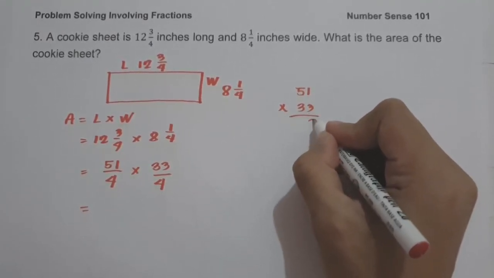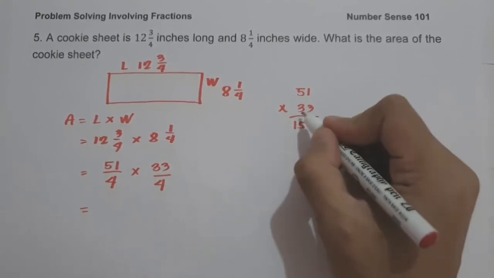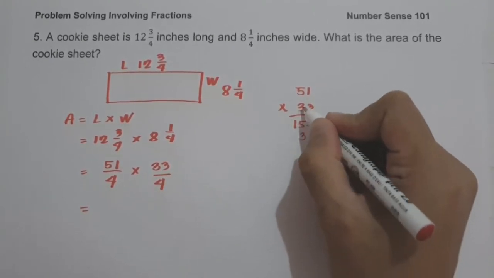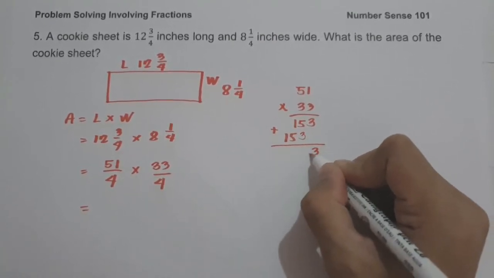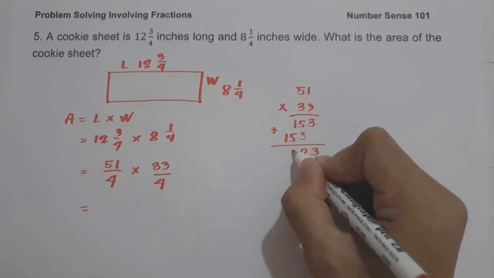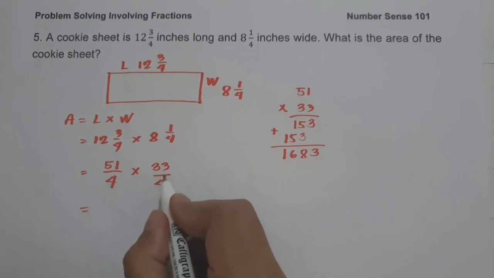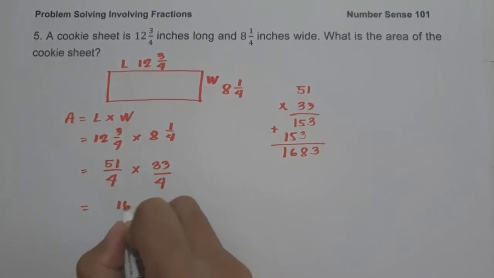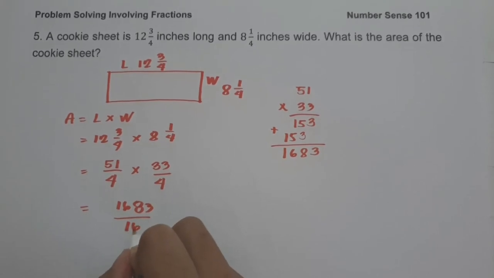3 times 1, that is 3. And 3 times 5 is 15. And then let us have 3 times 1 is 3. And 3 times 5 is 15. So let us add. Let us have 3. 5 plus 3, that is 8. And then 1 plus 5, that is 6. And let us have 1. So 51 times 33, that is 1,683, and 4 times 4, that is 16.